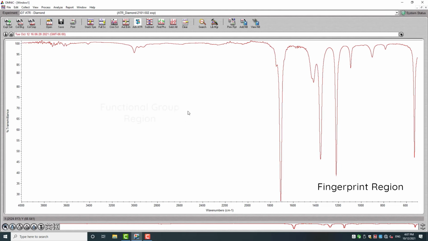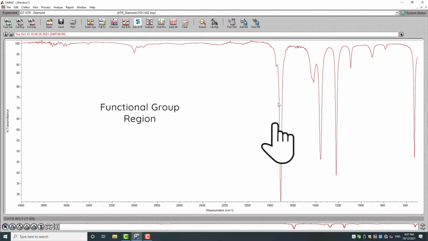If the fingerprint region of your spectrum matches with that of a known sample, that is a strong indicator of what your sample is. The functional group region contains the higher frequency oscillations, or notable bond stretching, and are characteristic of specific kinds of bonds, and is used to identify specific functional groups of the unknown substances. One example might be a peak around 1650, indicating the presence of a carbonyl group.